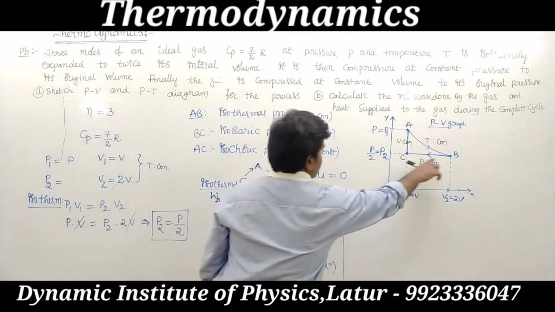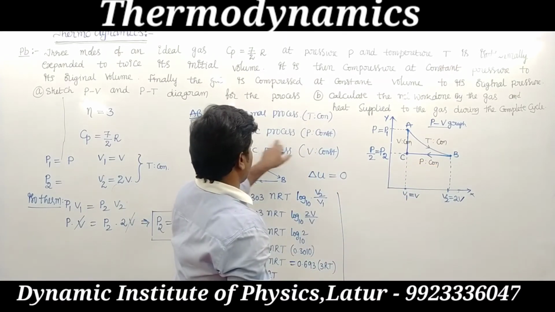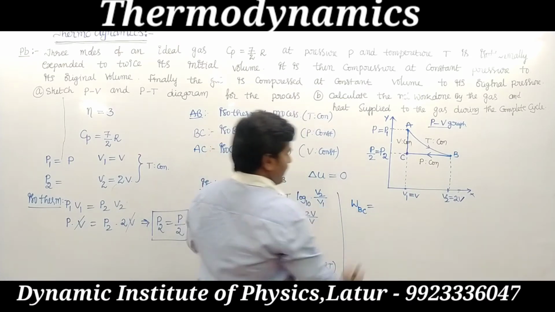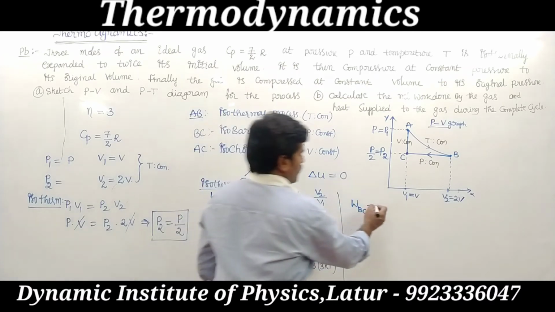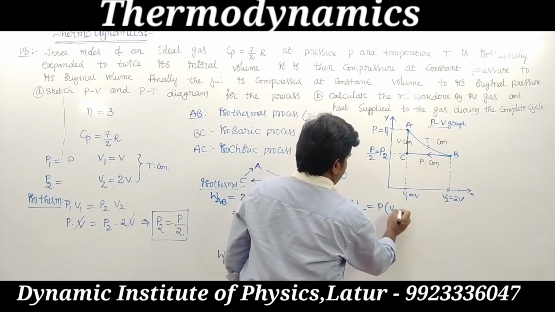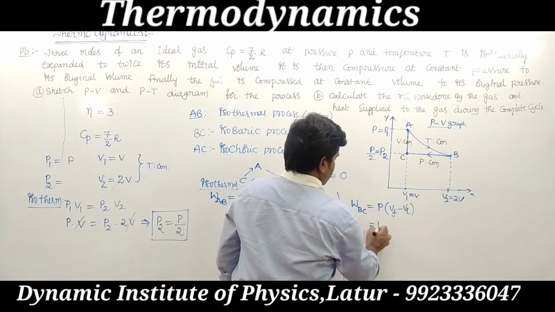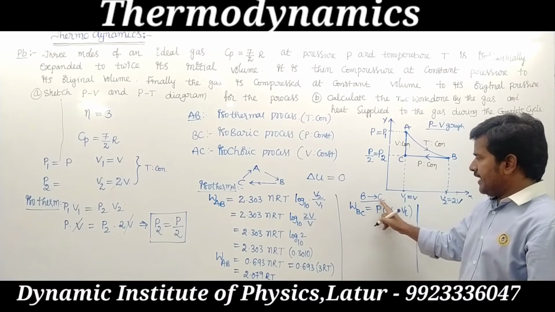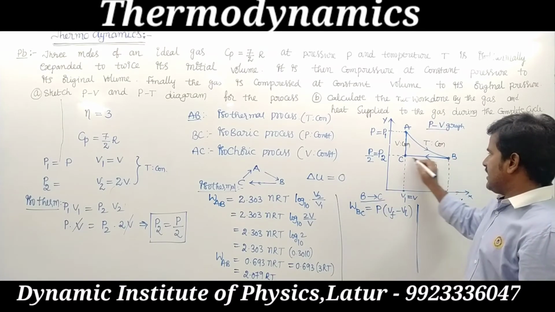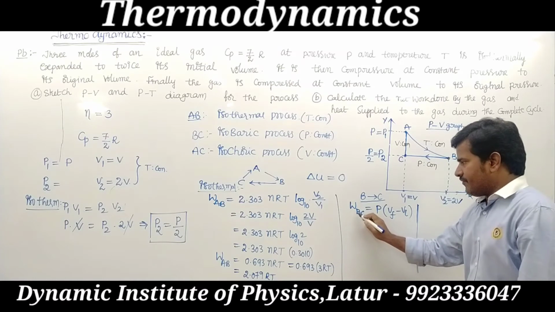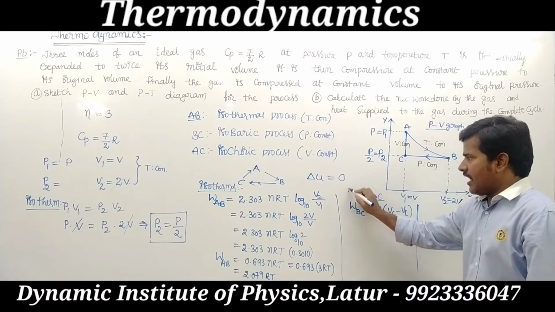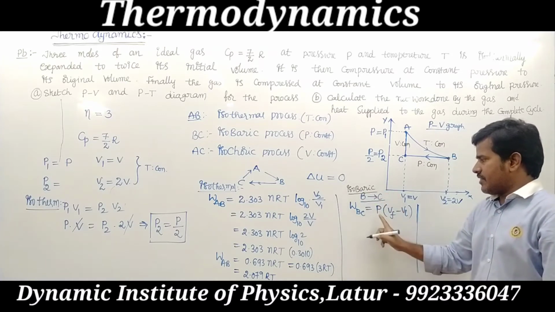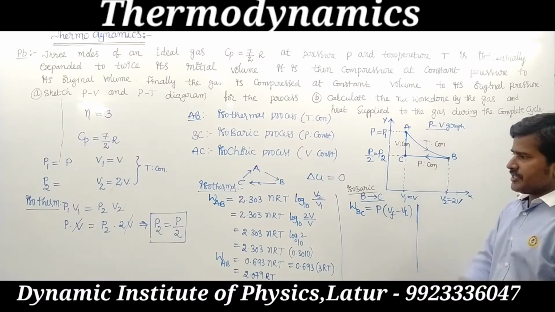Again, the second condition is the isobaric process. In the isobaric process, the work done from B to C is written as pressure P into V final minus V initial. So what is the work done from B to C? It is an isobaric process, so P into V final minus V initial.